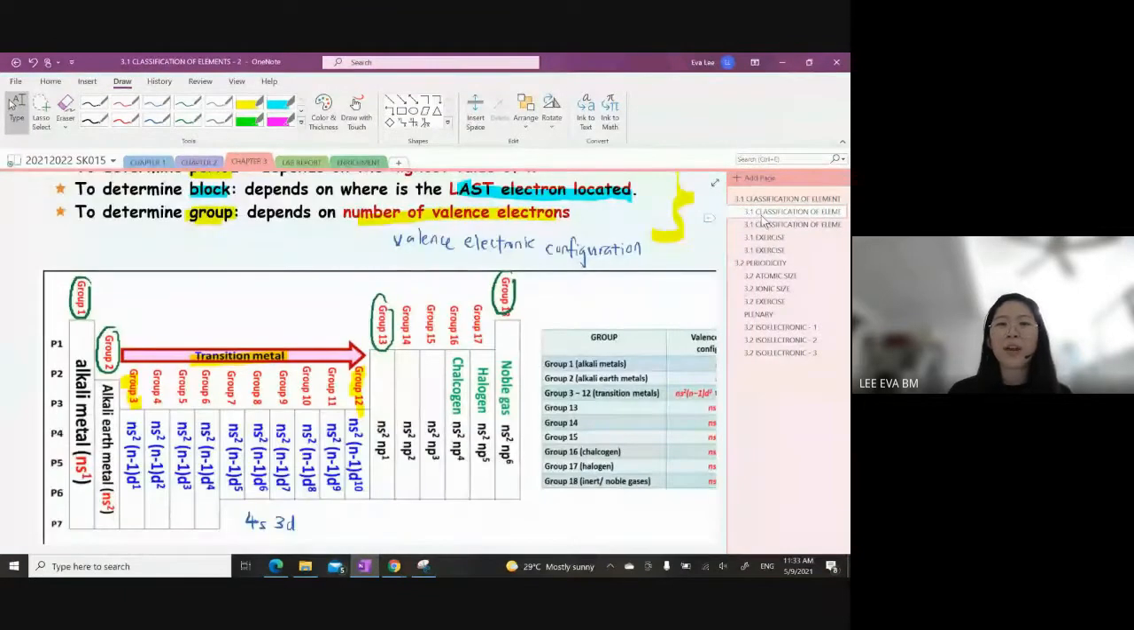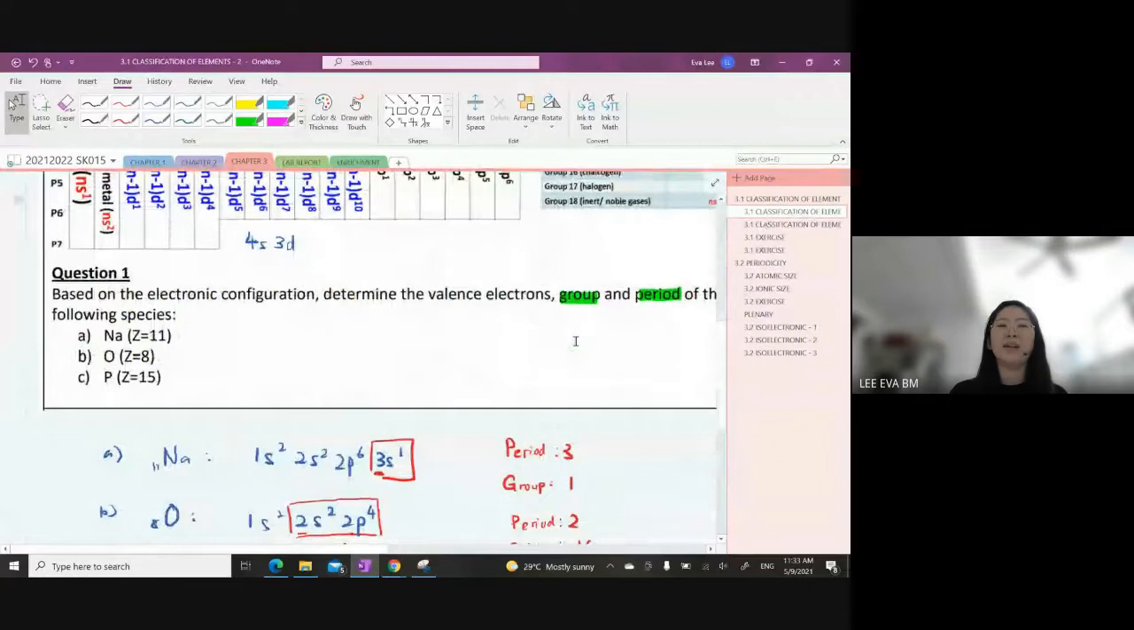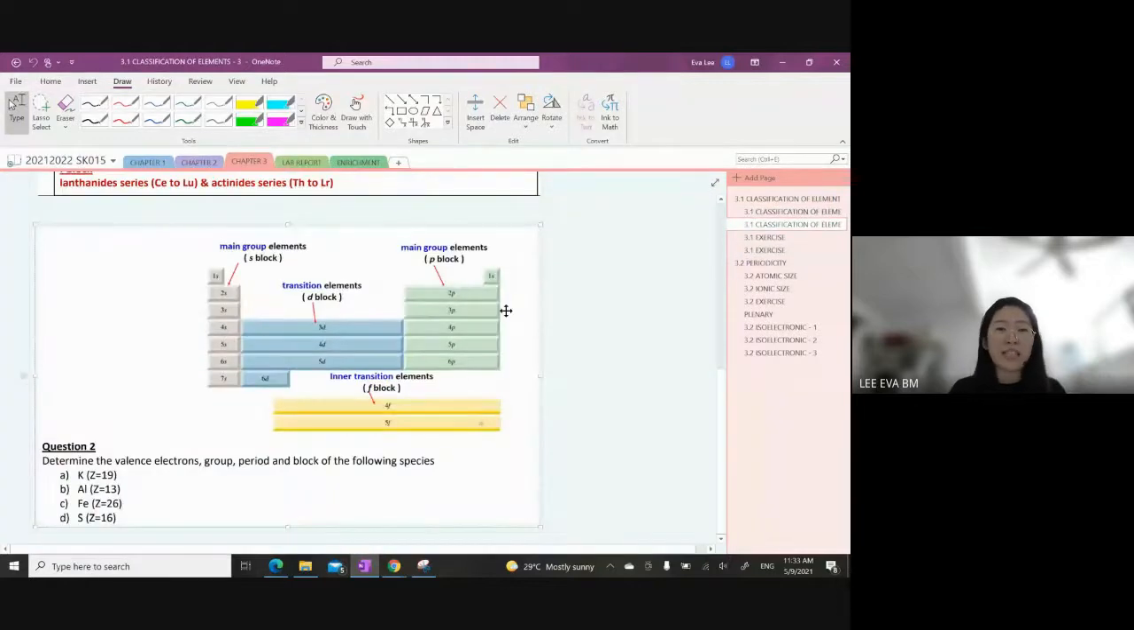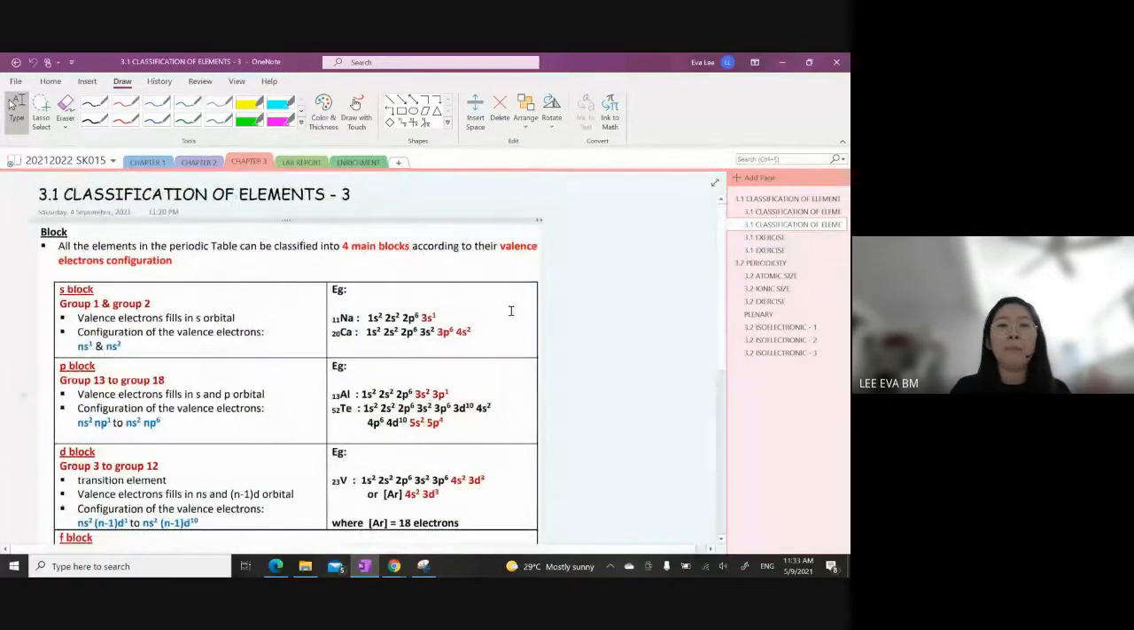So after you recognize the period and the group, the next thing that will be more helpful for you to determine the transition element will be the block. Okay, how to recognize the block? Let's just look at this.